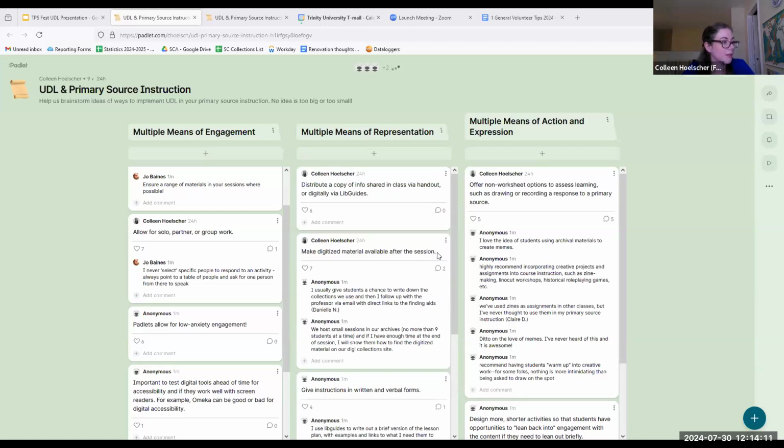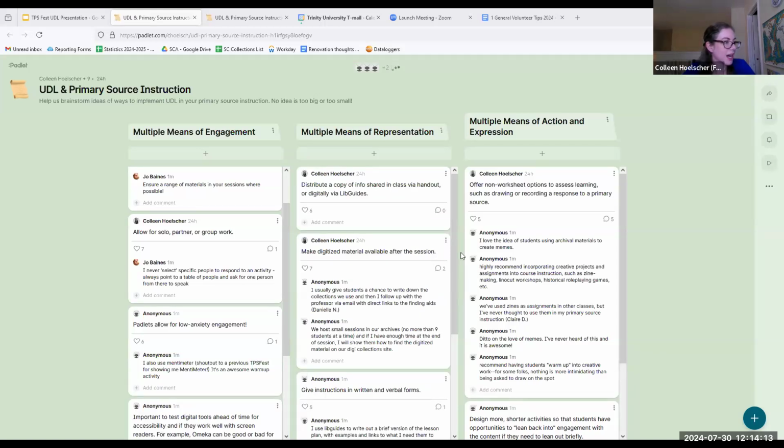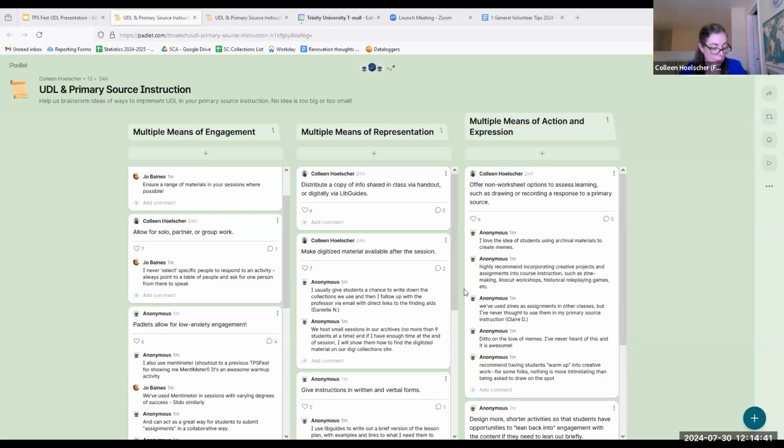So yeah, we've had a bunch of things added under multiple means of representation. So one person said that they give students a chance to write down the collections we use, and then they follow up with the professor via email with direct links to the finding aids. And then another person said that they host small sessions in their archives, no more than 9 students at a time. And if they have enough time at the end of the session, they'll show them how to find the digitized materials on the website.